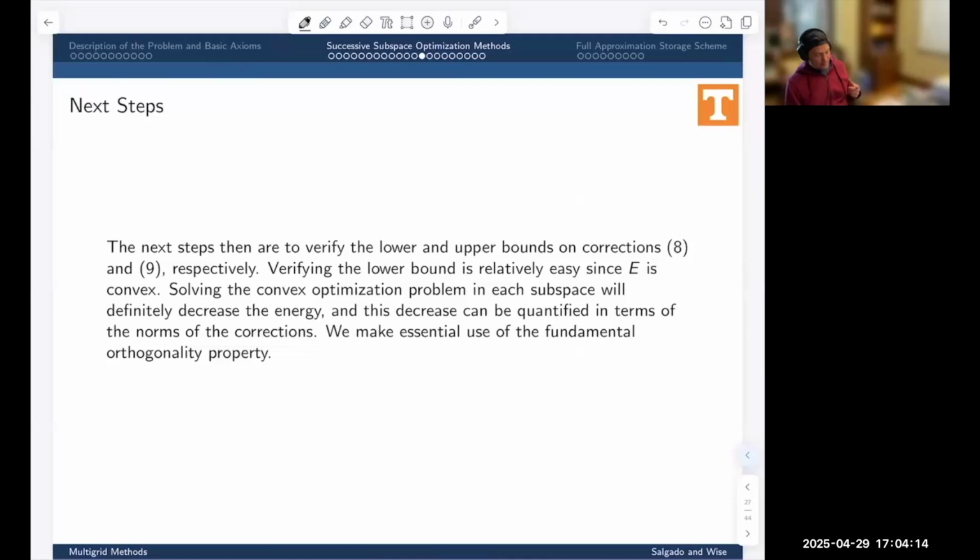All right, so now the next steps become clear. I want to verify that the lower and upper bounds on corrections 8 and 9 hold. If I can do that, then I can apply the lemma, turn the key, and I have the convergence of my SSO method. So the next step for subspace optimization methods, as I said, is proving that the upper and lower bounds on corrections hold, and then we can apply the last lemma and we'll have convergence. So we want to show that 8 and 9 hold.